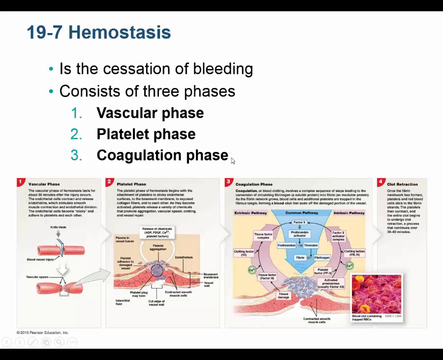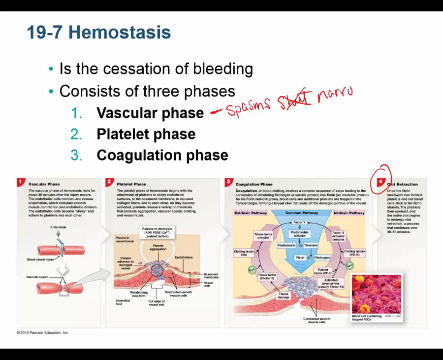There's three phases to hemostasis. Actually, there's four phases if you want to count the clot retraction. And these phases go as follows. When you break a blood vessel, you have the vascular phase. This is the blood vessel spasms shut. Well, it doesn't completely shut. So maybe not completely shut, but spasms narrower.